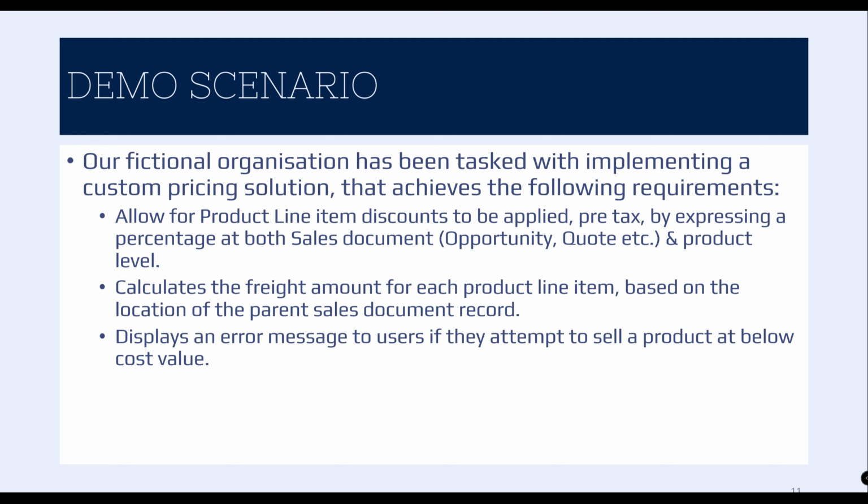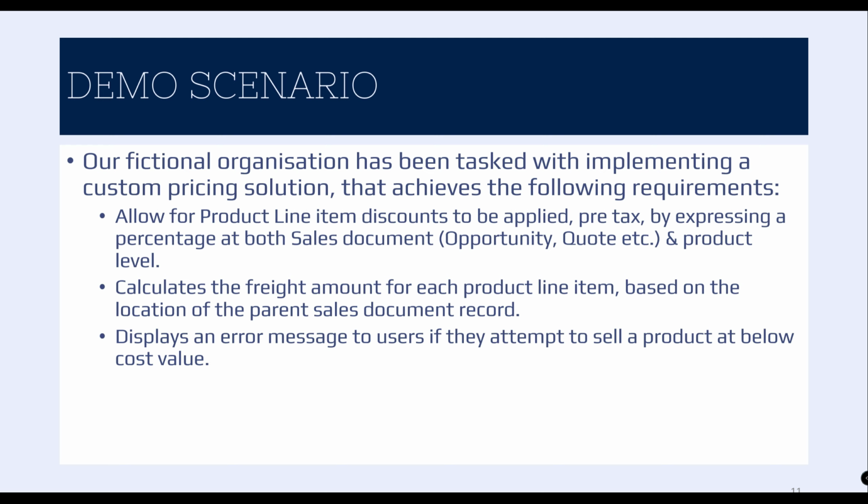We need to be able to apply discounts at a product line item level. We need to make sure this is done before any tax calculations are applied. And we want to ease this process by giving agents, or users of the application, the ability to specify a percentage at either the sales document level or the product level, and then for the necessary calculations to take place behind the scenes. So people are not having to get the calculator out and do any manual calculations.